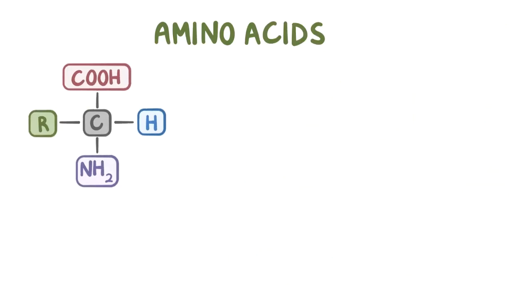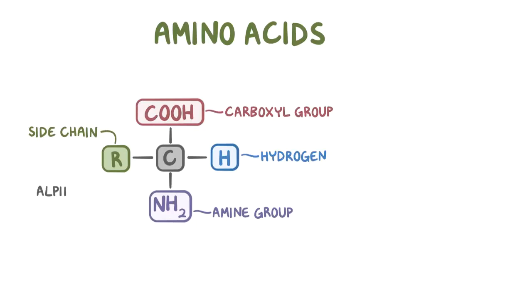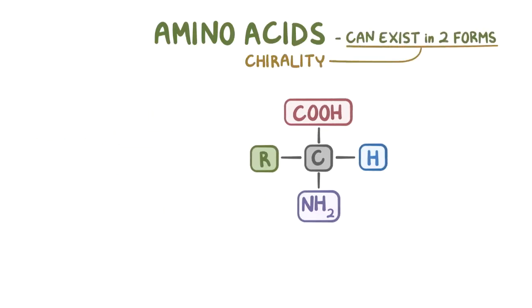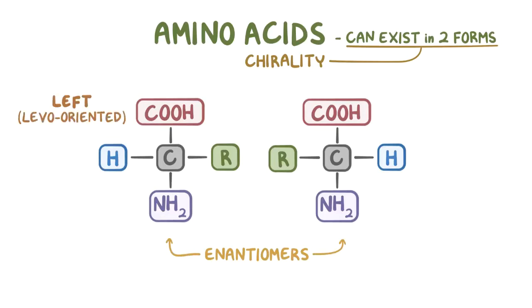So amino acids are, essentially, a carboxyl group, an amine group, a side chain, and a hydrogen all bound to an alpha carbon. Now, there's an interesting geometric property here called chirality, which means that each amino acid can exist in two forms that look like mirror images of each other. These two forms are called enantiomers of each other. We have the left or levo-oriented amino acids, as well as the right or dextro-oriented amino acids. While similar, these are definitely not the same.